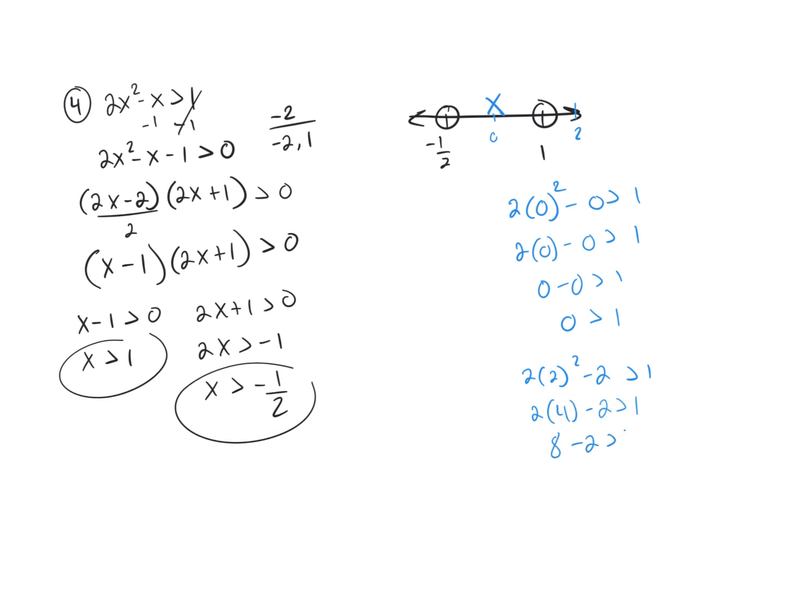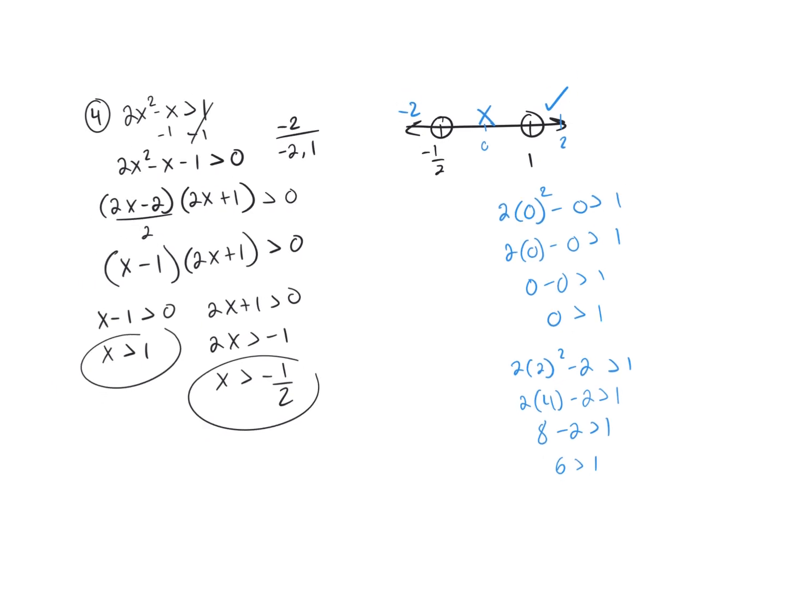8 minus 2 is greater than 1. 6 is greater than 1. So we know that one's true. And I'm going to find the value of negative 2 just to test it out. Again, this is a test. Once you get an answer, it usually works for the rest.